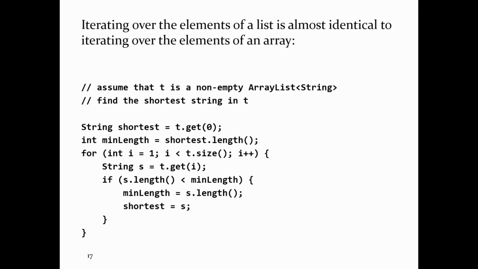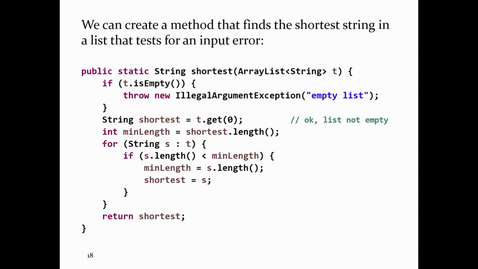Right, and of course we can turn this into a method now. If you want to write a method that finds the shortest string in a list of strings, your method would look like this. It'd be public, in this case static. It returns a string, which is the shortest string in the list. Its input is an array list of string.